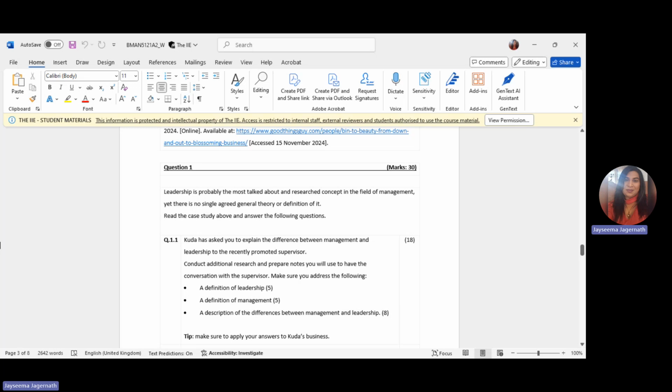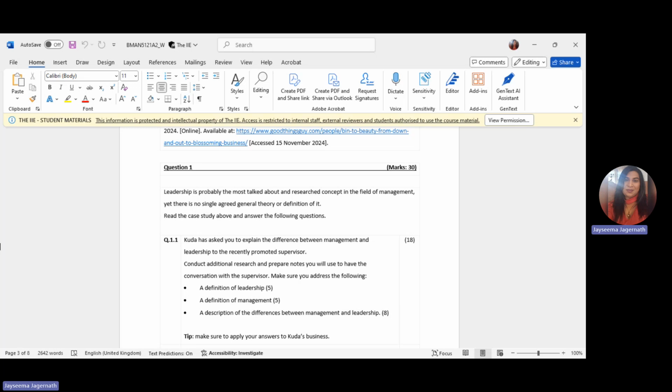Question 1 deals very much with leadership, which is chapter 6 of your textbook. So you're going to read up on chapter 6, and that will enable you to answer the questions that follow. So some key things that you need to know about leadership. Obviously, there's a difference between leadership and management, and we use both in an organization.